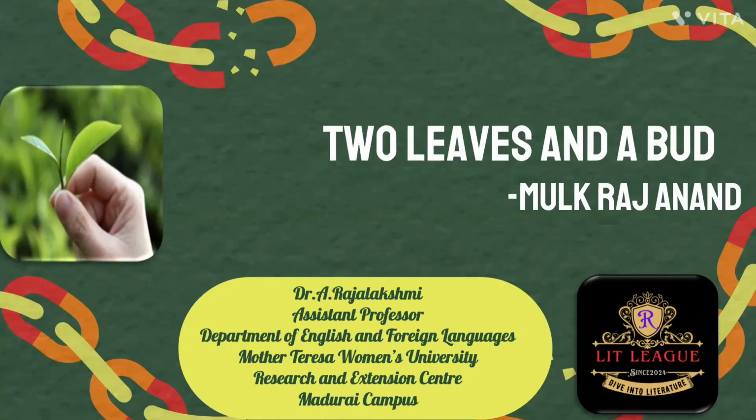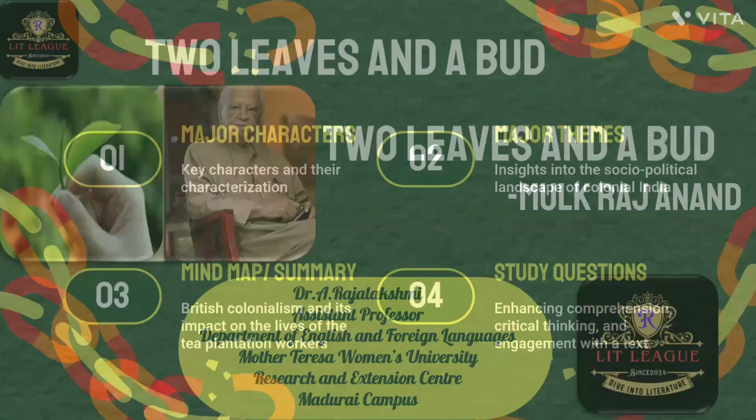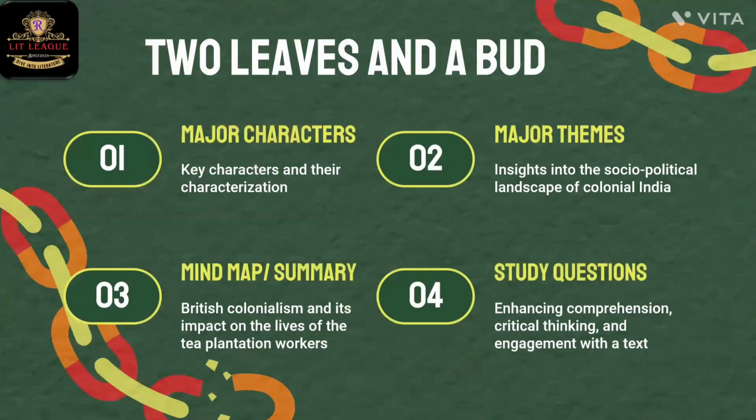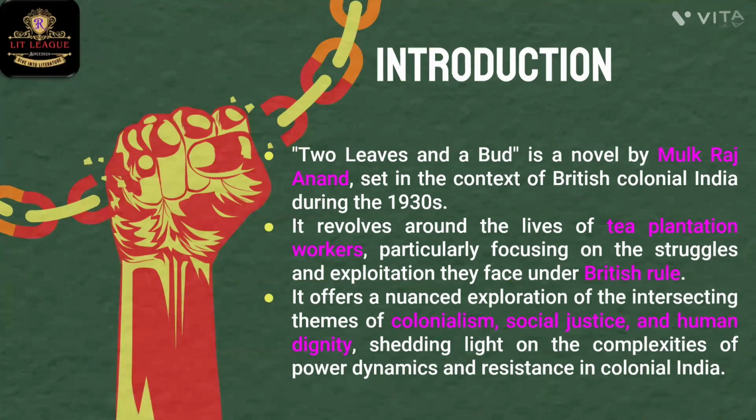In this video, we are going to discuss Two Leaves and a Bud by Mulk Raj Anand. Let's move on to the major characters, major themes, summary of the mind map, study questions. Let's go to the introduction.